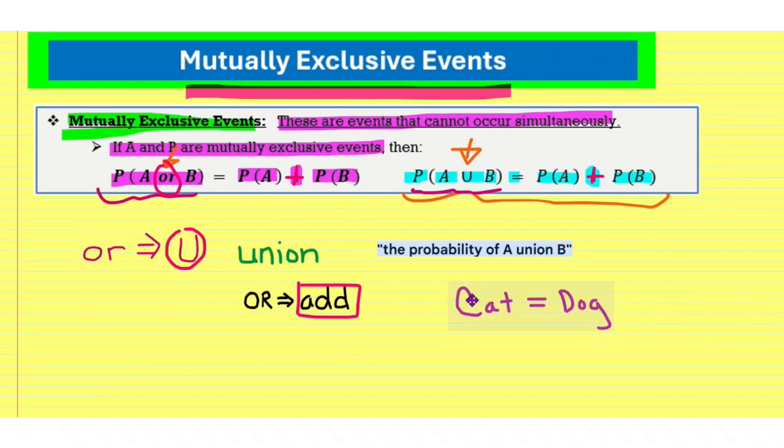Is a cat equal to a dog? Well, no, it is not. A cat can never be a dog. Those two things are mutually exclusive because a cat cannot be a dog at the same time that it is a cat. Can a number 7 ever be a number 8? No, they are never going to be the same at the same time. So those are also considered mutually exclusive events.